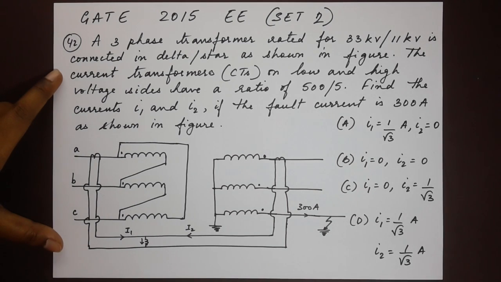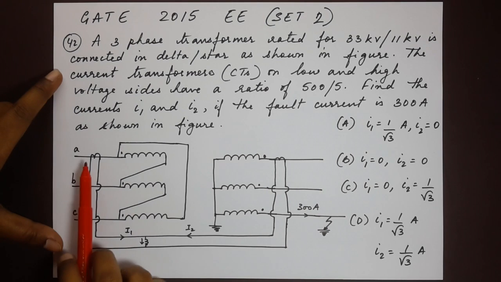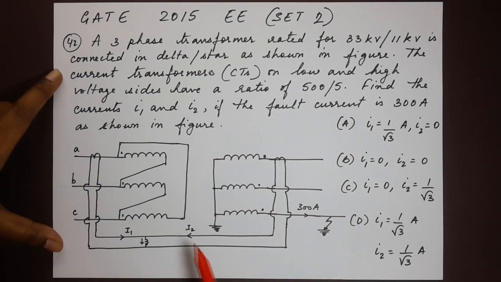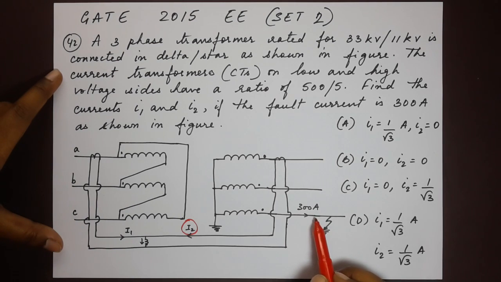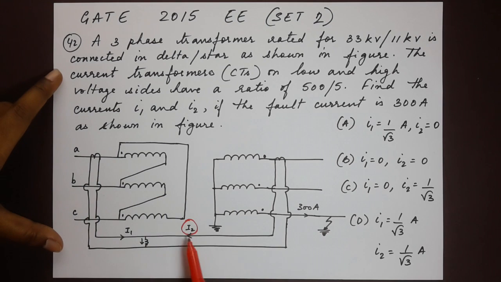Now the fault lies on the C phase. If you notice, it lies on the C phase. So there is no fault in the A phase. Therefore, the current I2 will be 0. So it all depends here on the phases. Since we see that the fault has occurred on the C phase, there is no fault on A phase here, therefore I2 is 0. So that's our first part.